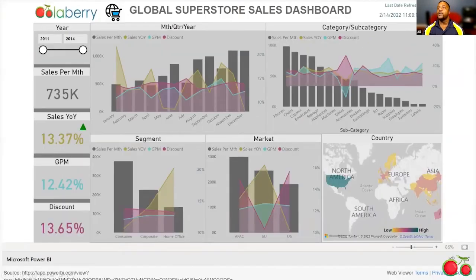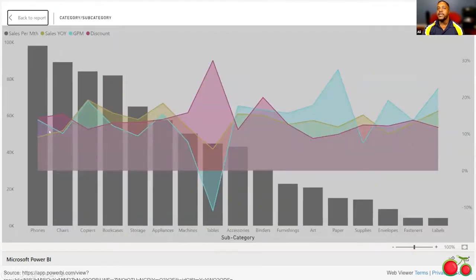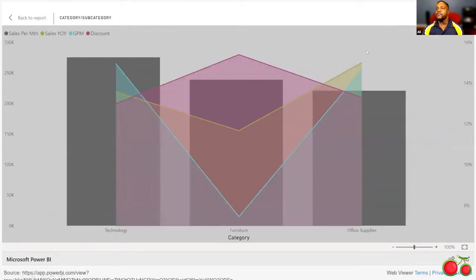So now let's look at categories and subcategories. The same rules apply, okay? The bar is matched with the left axis. The lines relate to the right axis. So let's go up a level. We can see technology brought in between 250 and 300K. Okay, we already know that. We know year over year was lease and furniture. But now let's look at our other two KPIs.